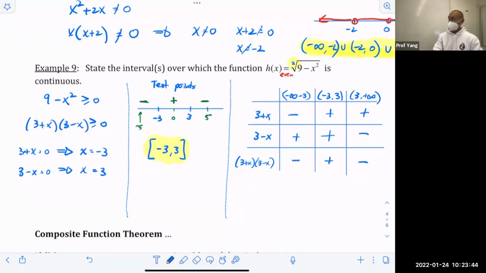Because we're only caring about where it's not negative, this is going to be from -3 to 3. I don't mind if it's 0, so I'm going to include the 2 endpoints. So that's the second way that we could solve this type of problem. Same answer.